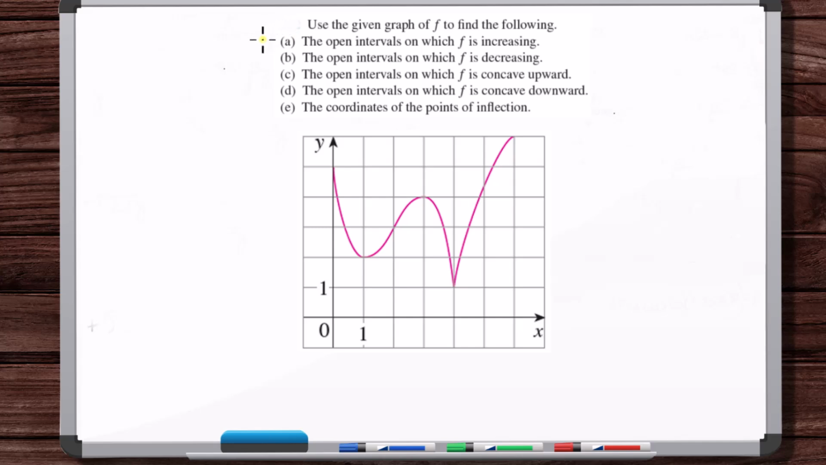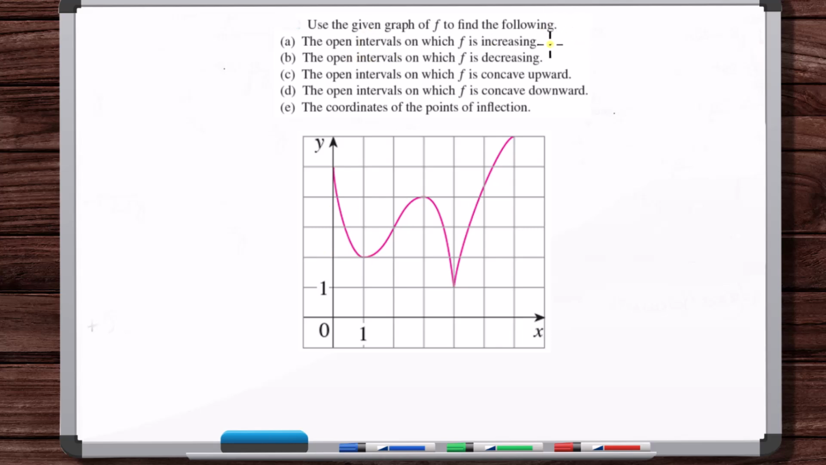Okay, so one thing that we learned in this section, section 4.3, we learned how we can use the first and second derivatives to see if a function is increasing, decreasing, or concave upward or concave downward over an interval. So for this function, what are the intervals on which f is increasing? The open intervals, it says.